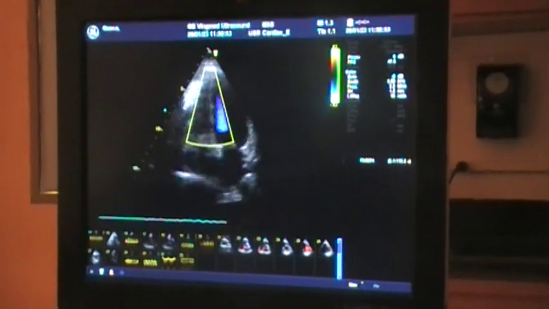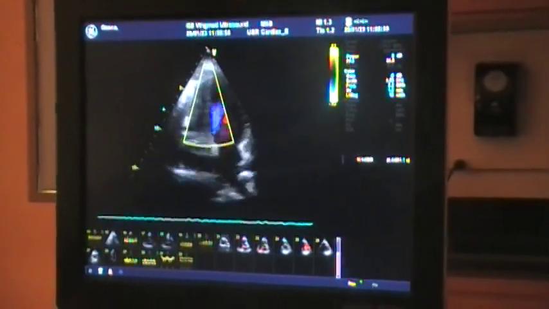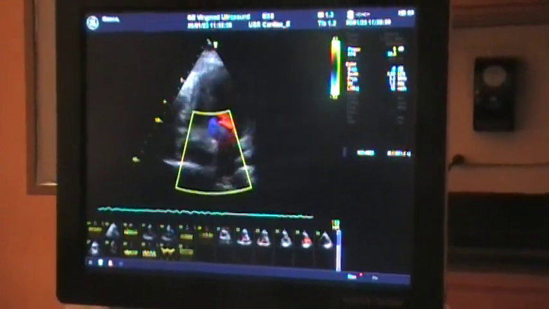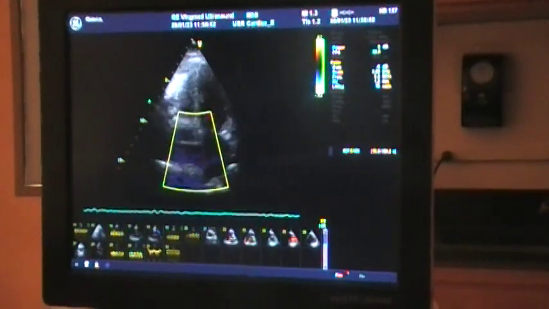You're going to put color on your interventricular septum here and do a capture. And then you'll put color on your interatrial septum and do a capture.